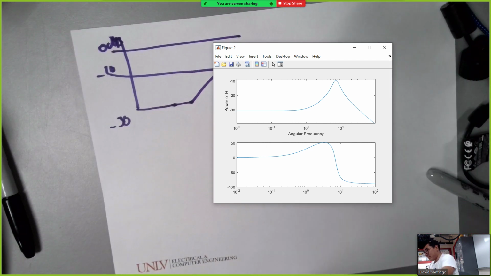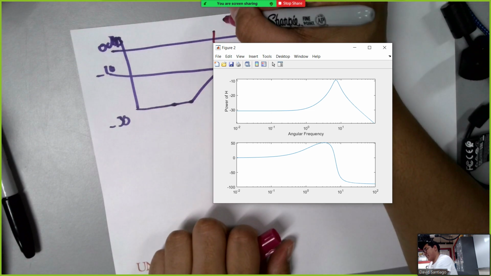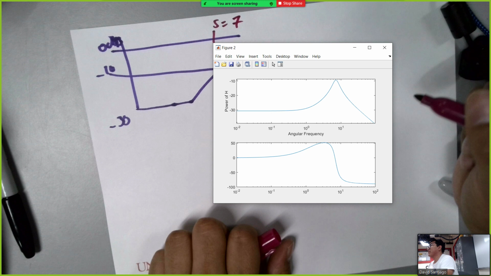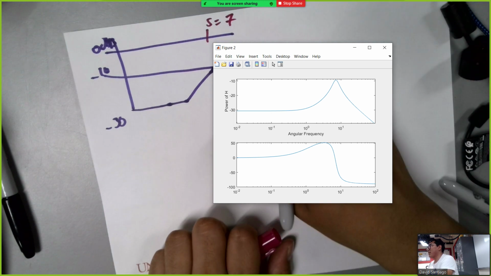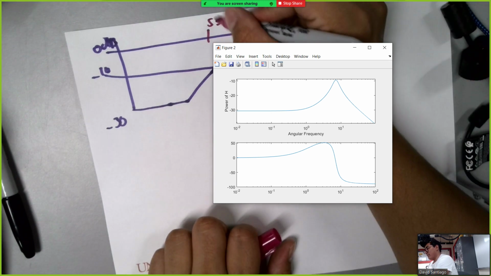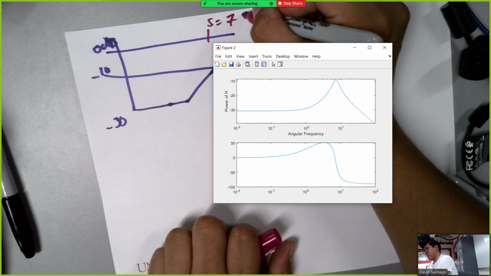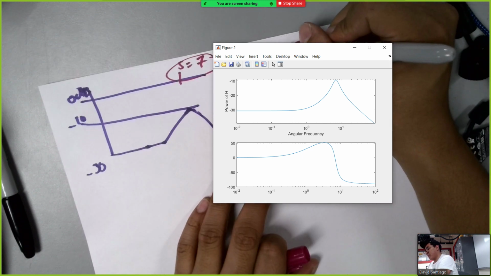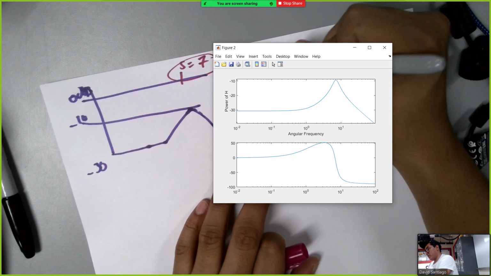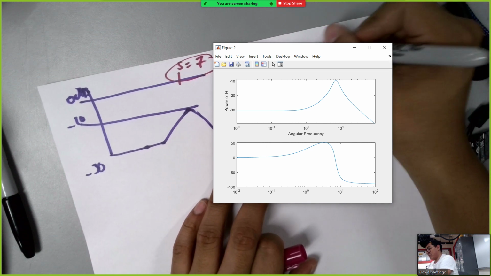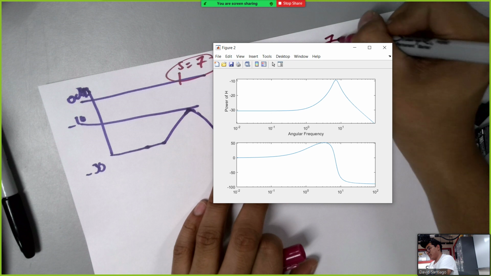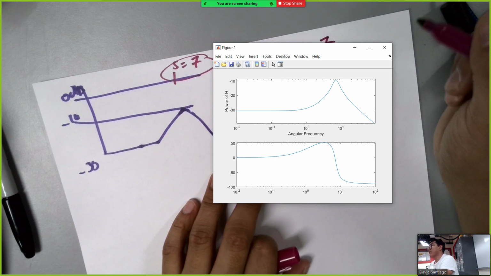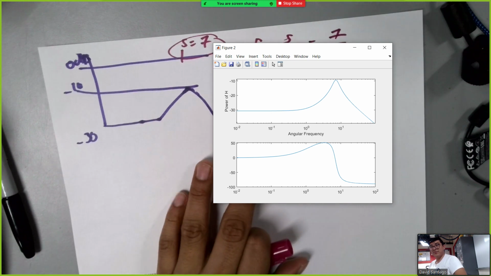So if this frequency here is, let's say, S equal to 7, right? Actually, this is S. But if we were to convert this into F, F is equal to S divided by 2 pi, right? So this would be 7 divided by 2 pi, right?